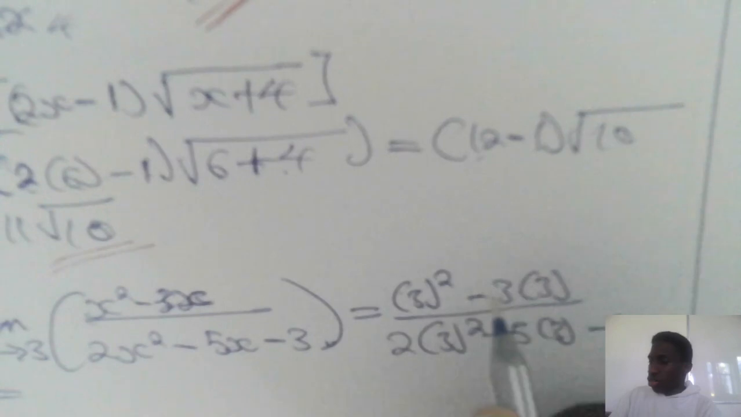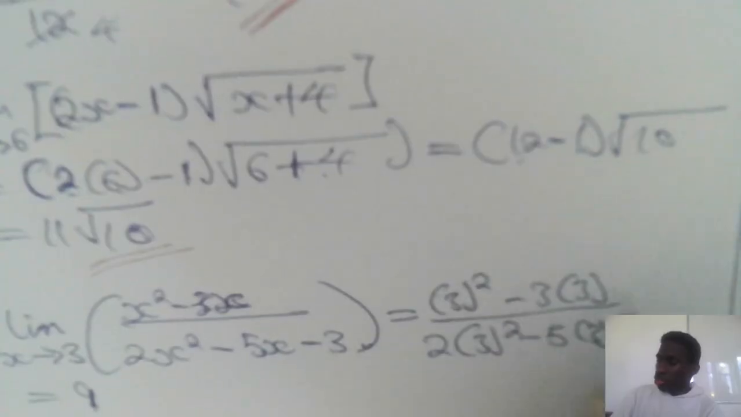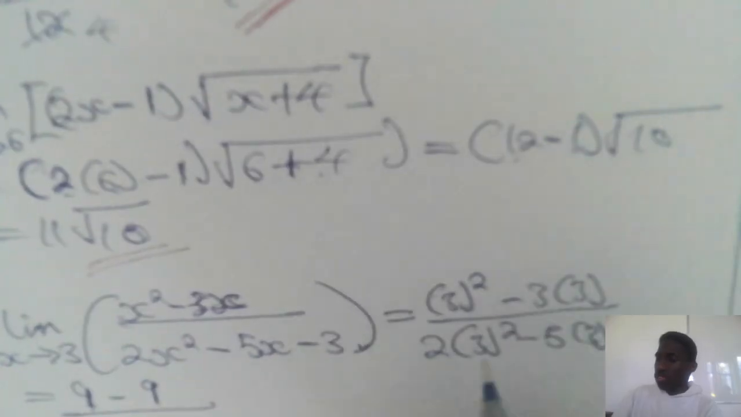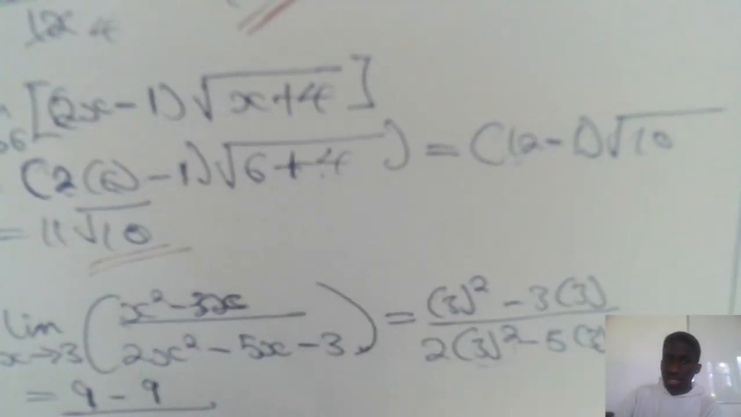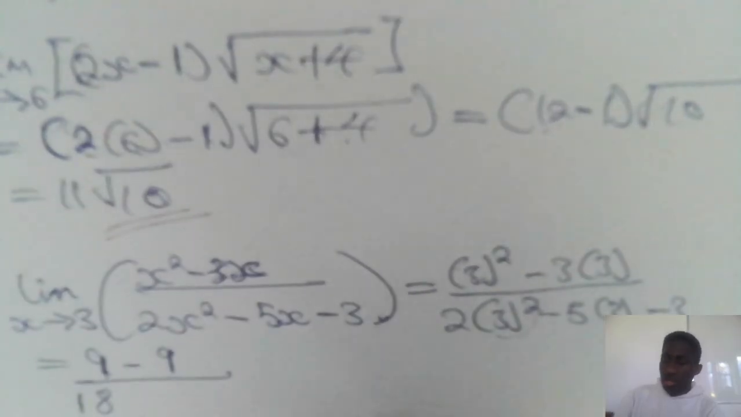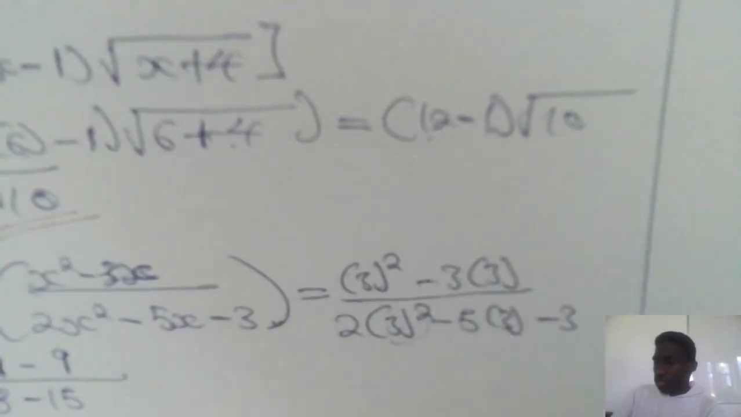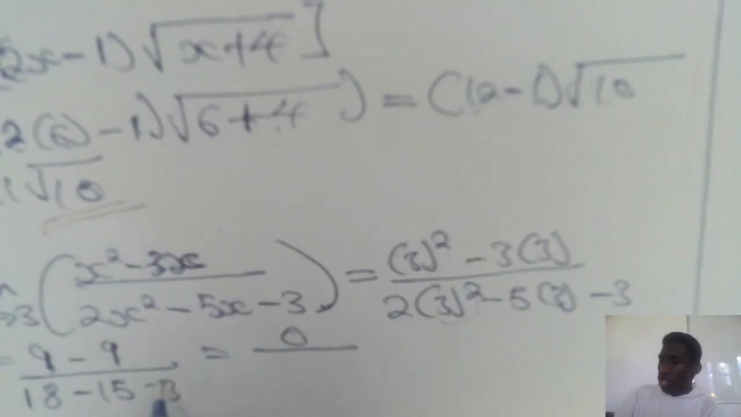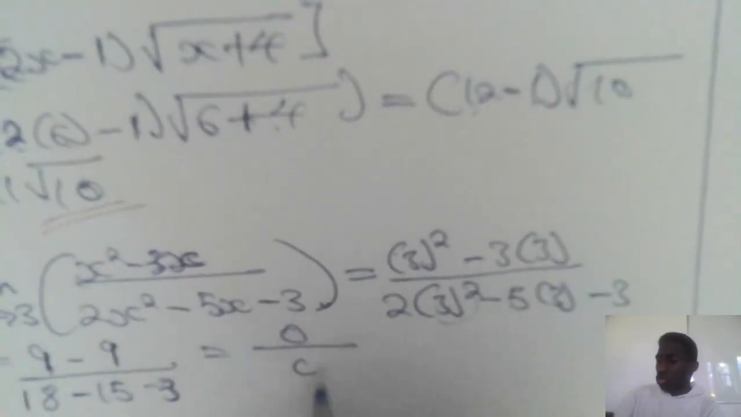So what do we have? At the numerator we have 9, since 3 squared is 9, minus 3 times 3, that's still 9. Divided by 2 times 3 all squared; 3 all squared is 9, so 2 times 9 is 18. Then 18 minus 15, from 5 times 3, that's 15, then minus 3. So we have 0 divided by 0, since 18 minus 15 is 3, and 3 minus 3 is 0. So we get 0 over 0.